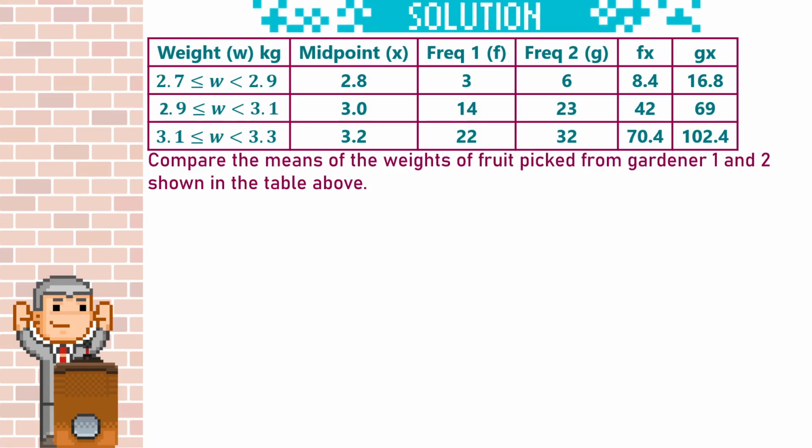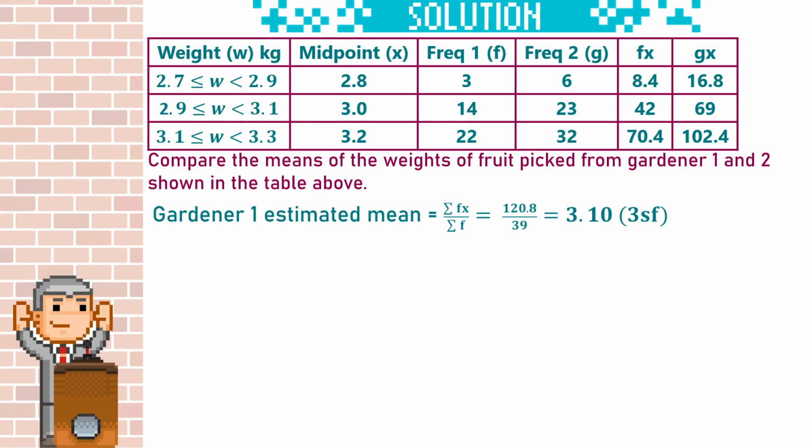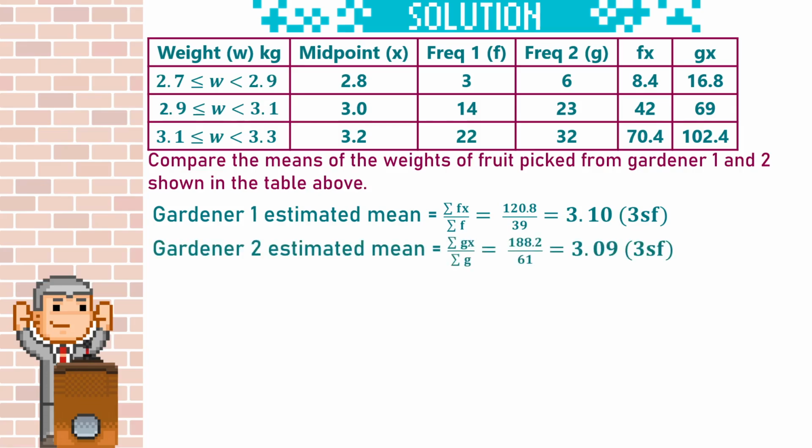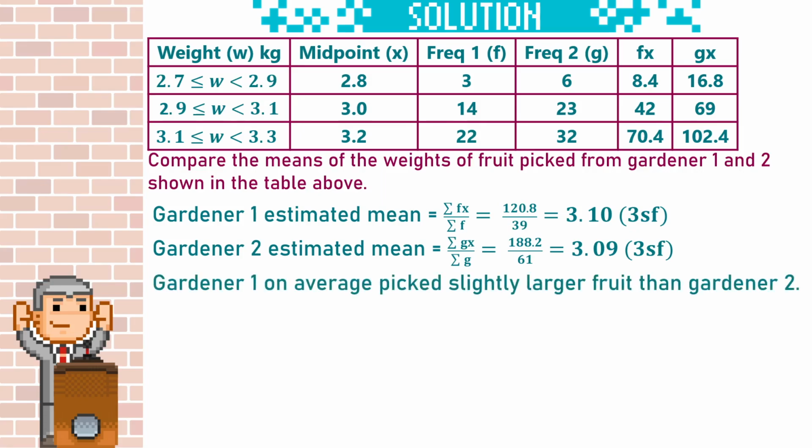We're going to focus on Gardener 1, which is the f and fx column, and we're going to do sum of fx over sum of f, and it will give us 3.10 to three significant figures. Gardener 2 will be the sum of gx over the sum of g, which will give us 3.09 to three significant figures. Always make sure you write a conclusion. So 3.10 is slightly larger than 3.09, so Gardener 1's fruit on average was slightly larger than Gardener 2's.